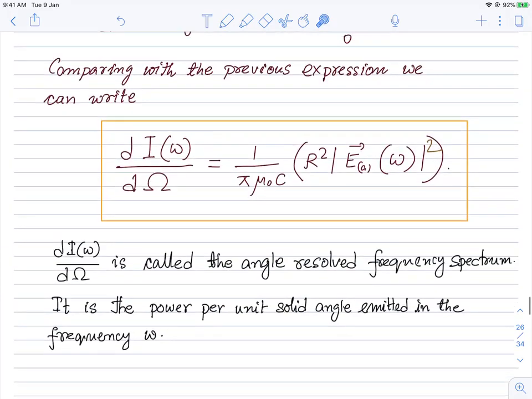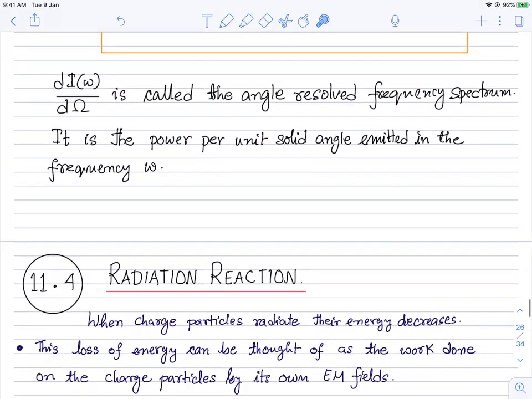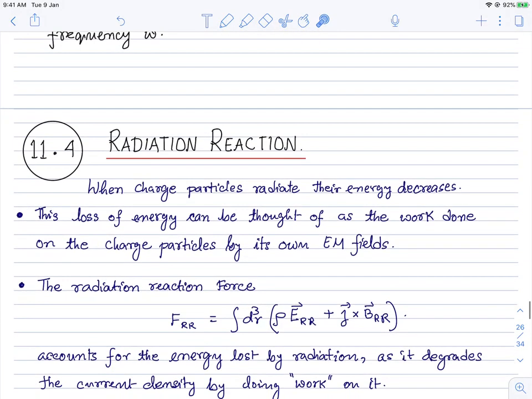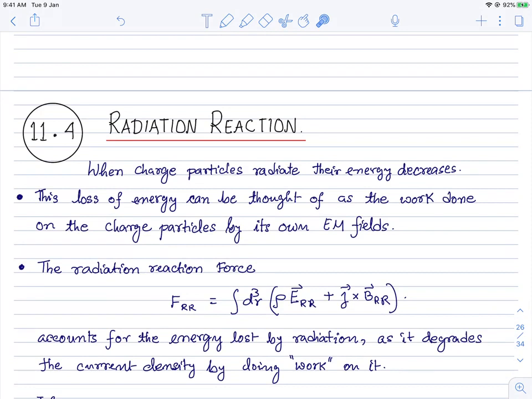Very good. So that completes that discussion here. Now, this brings me to the last topic, and this last topic is about radiation reaction. This radiation reaction is a very interesting thing, and it's kind of a fun topic to discuss.